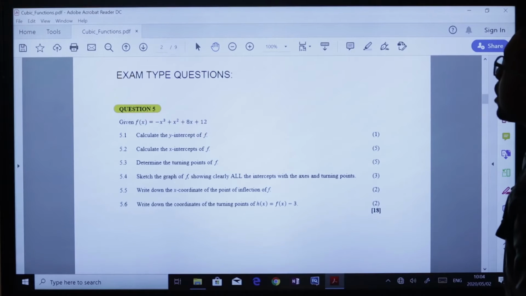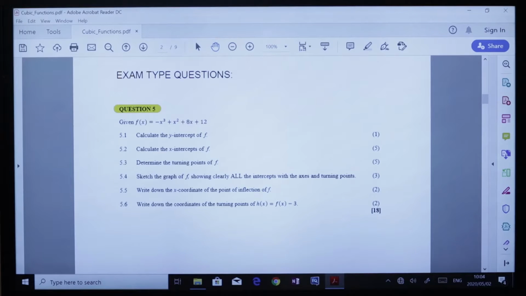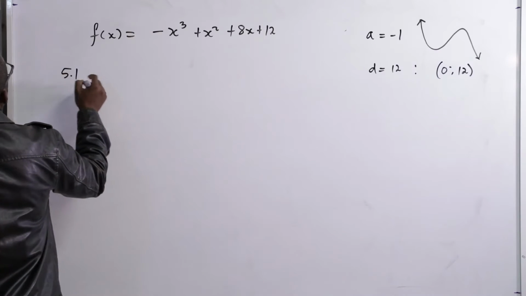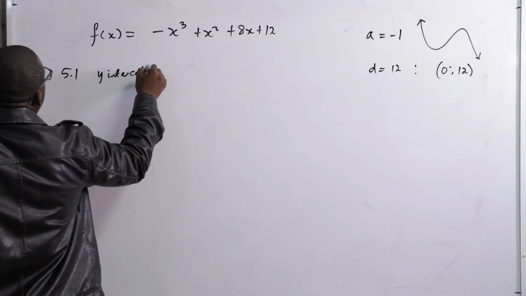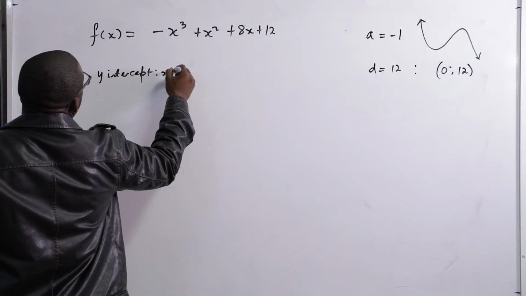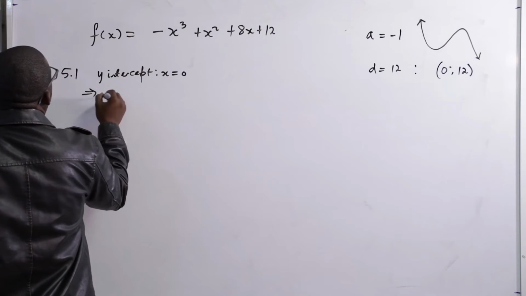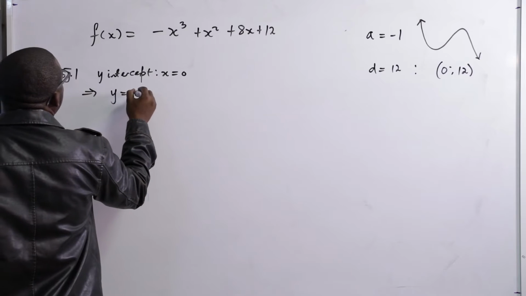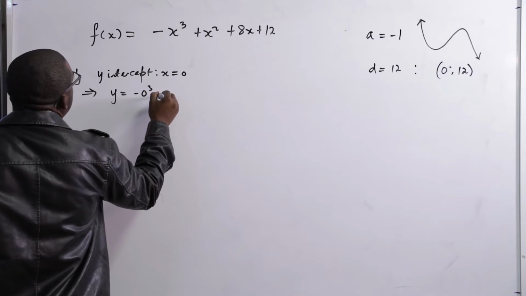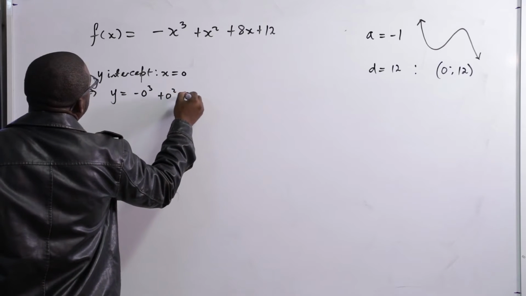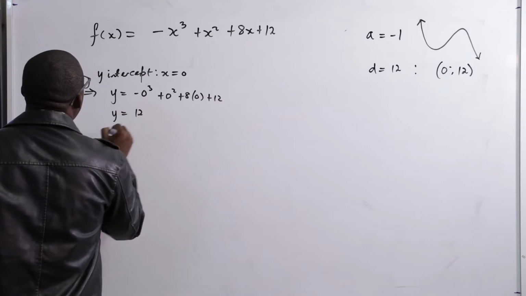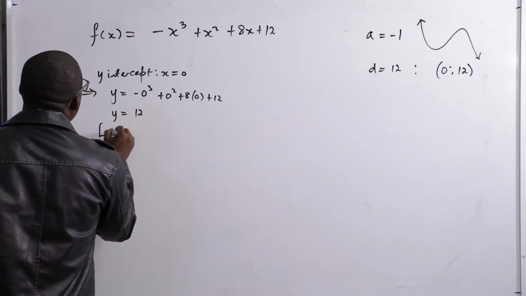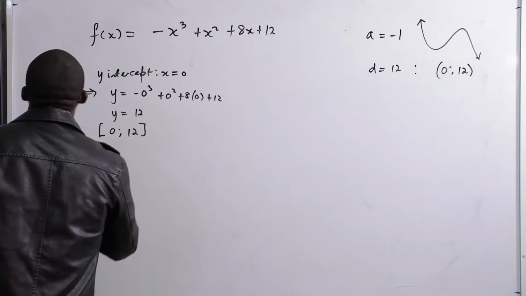5.1, it says calculate the y-intercept of f. The y-intercept implies x is equal to 0. This implies y is equal to negative 0 cubed plus 0 squared plus 8 times 0 plus 12. y is equal to 12. Therefore, it is 0 for x and 12 for y.